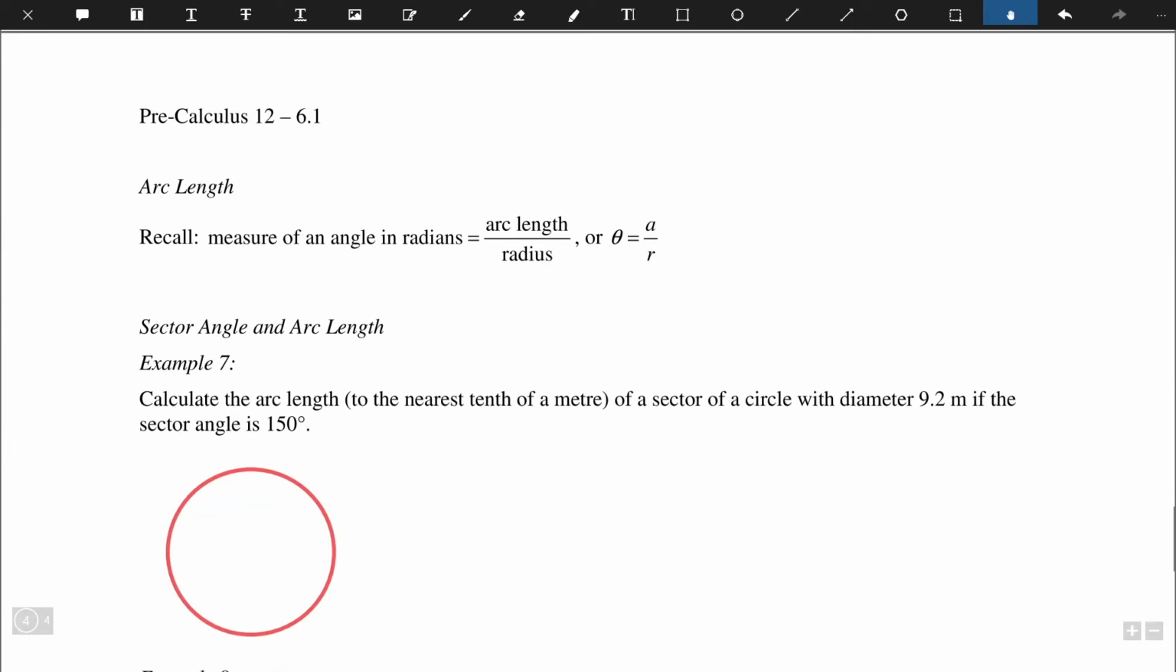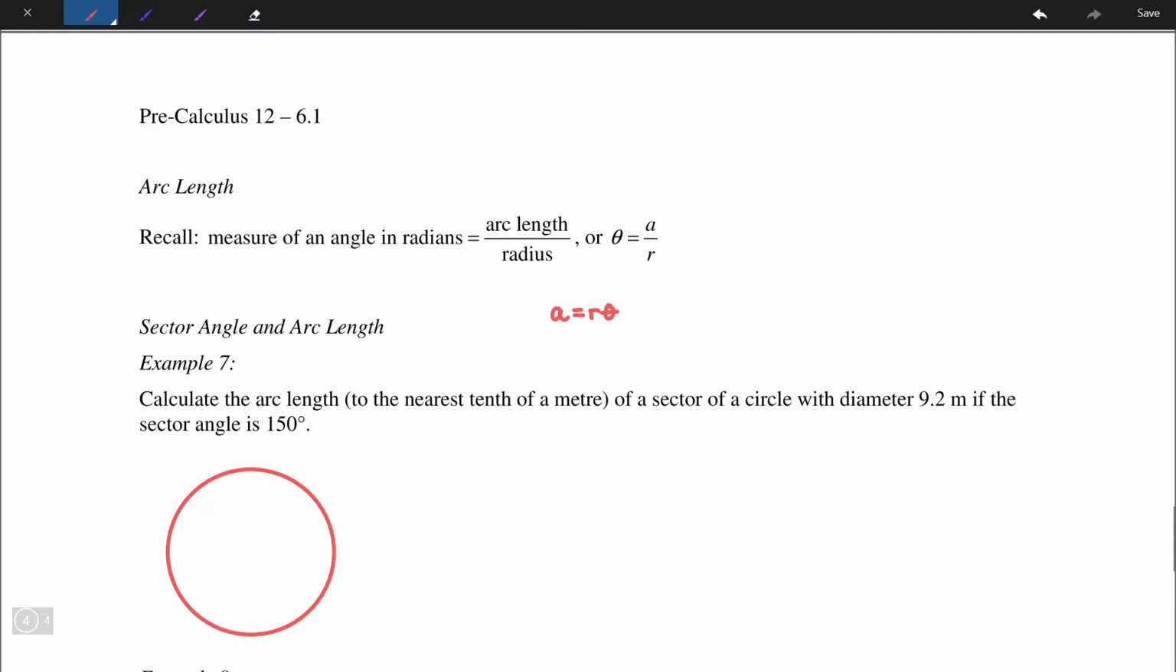So last part of this lesson will be on arc length. So recall that the measure of an angle in radians is arc length divided by the radius, otherwise known as theta is equal to A over R. So if we rearrange this, we get A is equal to R times theta. Okay. So let's look at some examples. It says here, calculate the arc length of a sector of a circle with diameter 9.2 meters if the sector angle is 150 degrees.